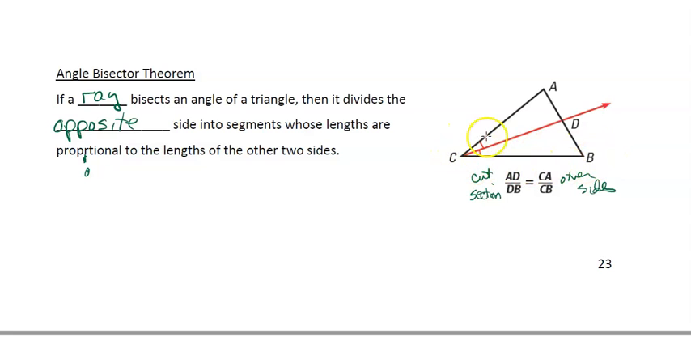So this ray comes along, it bisects the angle, it then creates AD over DB, and that's the same as CA over CB. Okay, so you have three different theorems. So let's go on and see if we can continue with the notes.